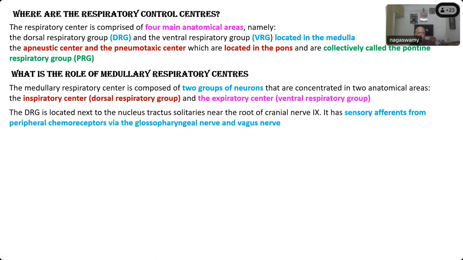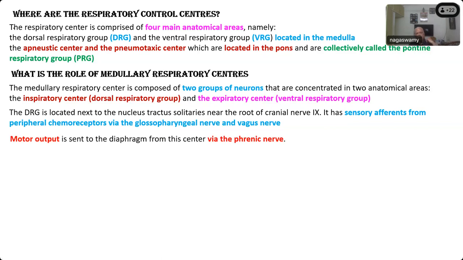The dorsal respiratory group is located next to the nucleus tractus solitarius near the root of cranial nerve 9. So it has sensory afferents from the peripheral chemoreceptors via the glossopharyngeal nerve and vagus nerve. So this is the communication: how the level of carbon dioxide or oxygen in your blood is conveyed to the inspiratory center is by these nerves, the glossopharyngeal and vagus nerves. They carry that information about the chemoreceptor sensing of the oxygen and carbon dioxide level.